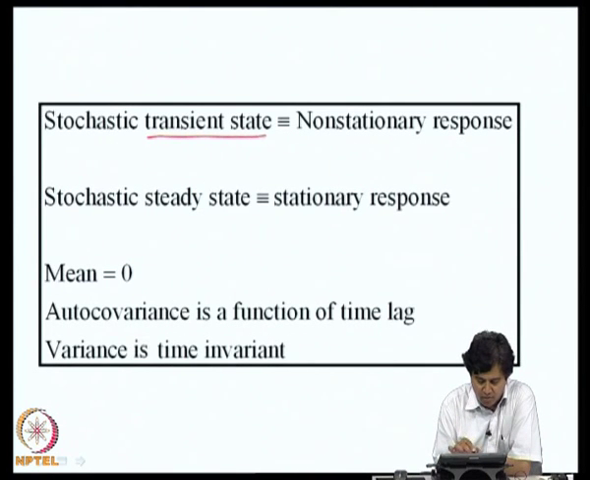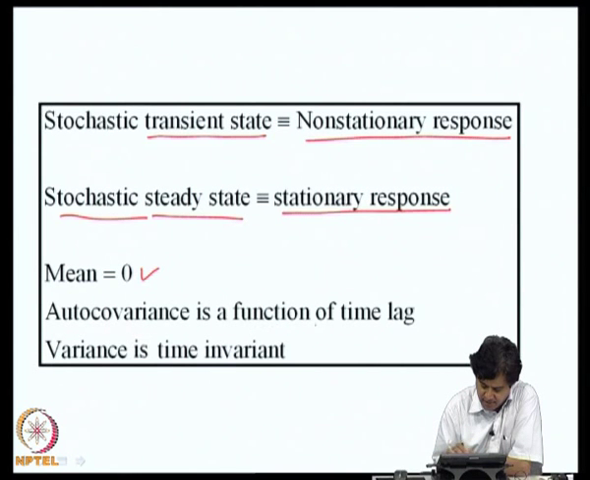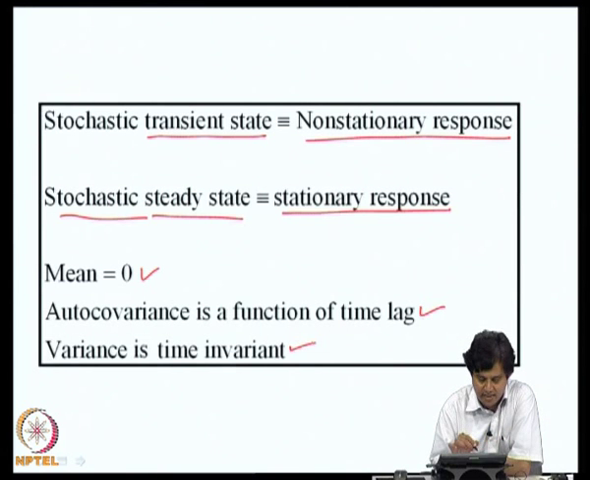So, therefore, we talk about a transient state and a steady state. In transient state, that is in stochastic transient state, the response is a non-stationary random process. In the steady state, the response becomes a stationary random process. That is, mean is 0 and autocovariance function is a function of time lag and variance becomes time invariant. So, this is the definition of wide sense stationarity, and we agreed that that is our default definition of stationarity.